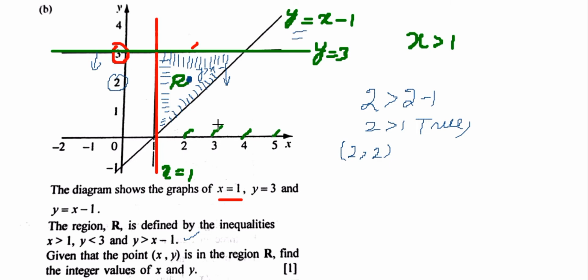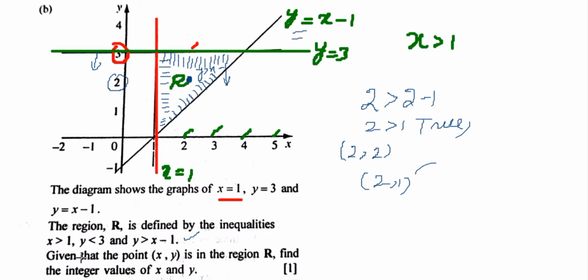Suppose you think the point x is equal to 2 and y is equal to 1 also lies in this region. If you look here, x is equal to 2 and y is equal to 1 also seems to lie on this line, because the grid lines are not given in this graph. So you may have a doubt whether this point is also a point of this region R. You can simply check whether this point satisfies all these inequalities or not.